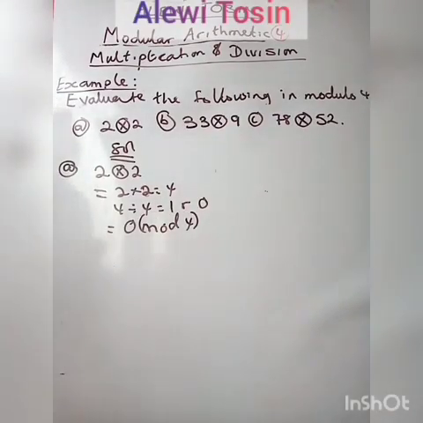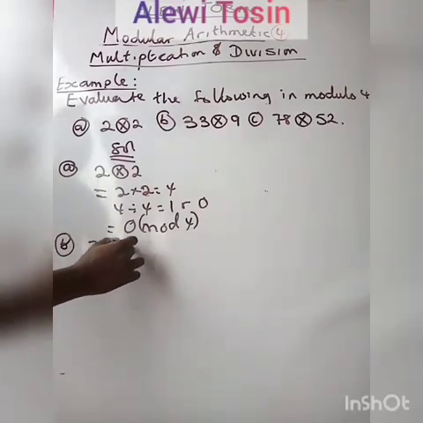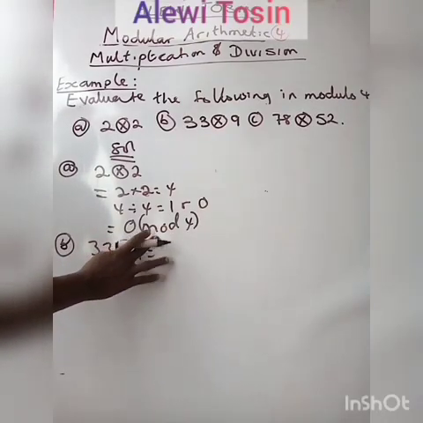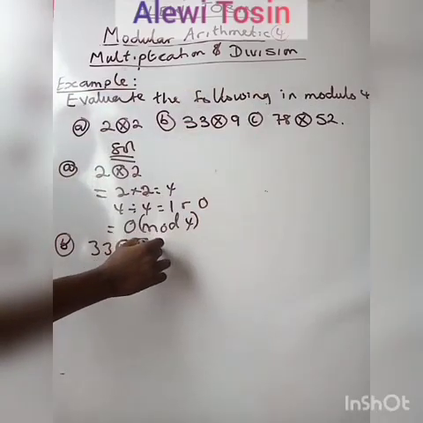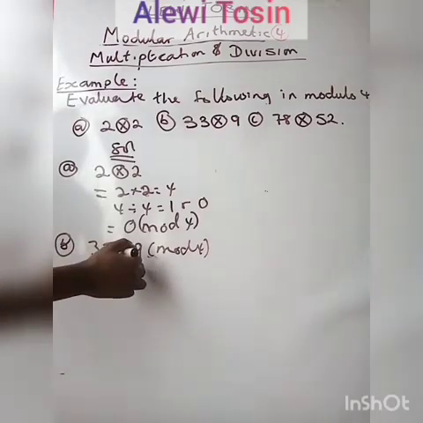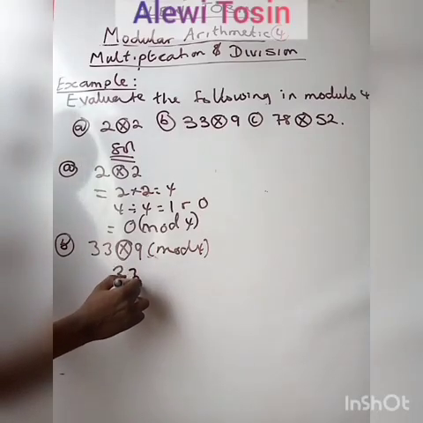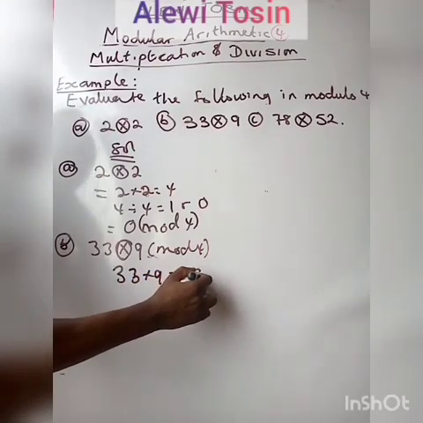Now, the next one, we say 33 times 9, still in mod 4. 33 multiplied by 9 is a big number. Okay, let's multiply first, but we can also use the alternate method. 33 times 9 will be 297.